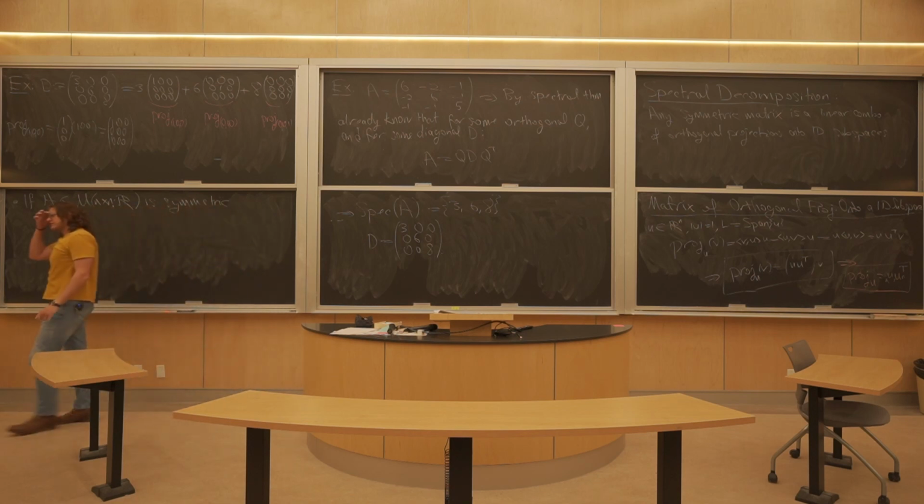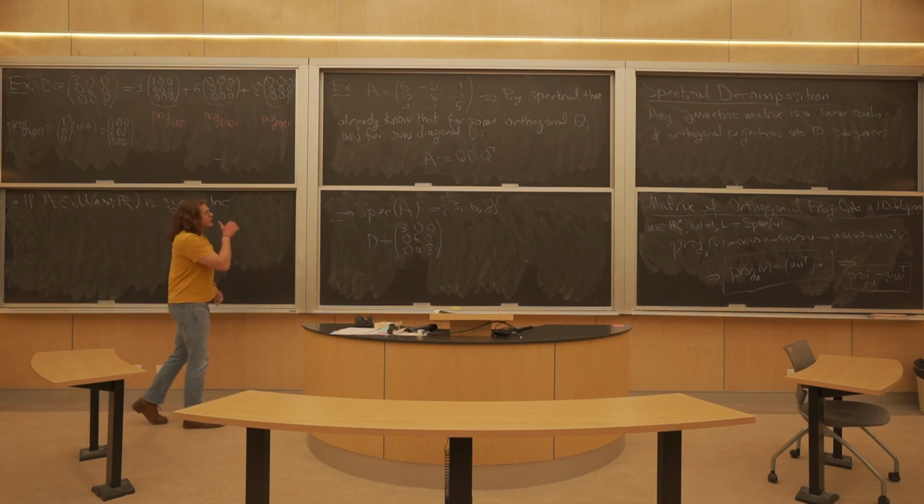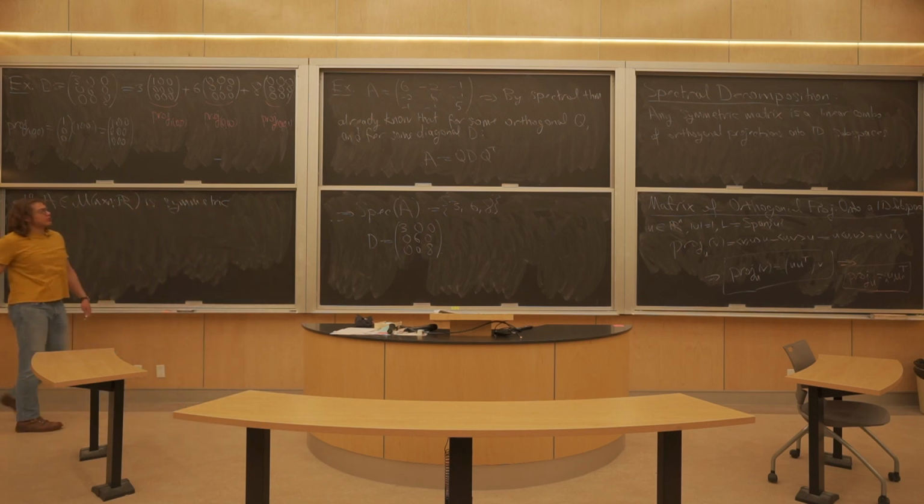If A is symmetric, then by the spectral theorem, I know that I have n eigenvalues, possibly repeating. And there's a basis for R^n that is both an eigenbasis for A and orthonormal.